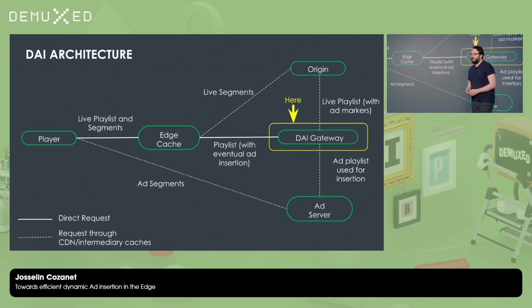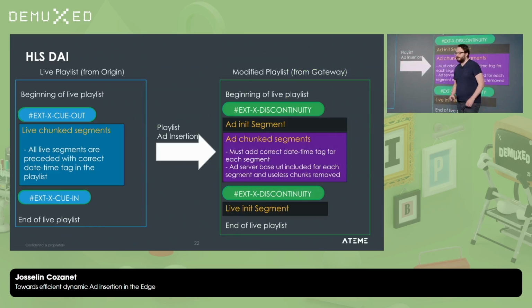So now that we have talked about the preparations done inside the ad server, let's talk about what's actually done in the DA gateway. So here on the left, you can see the original playlist that the gateway gets from the origin.